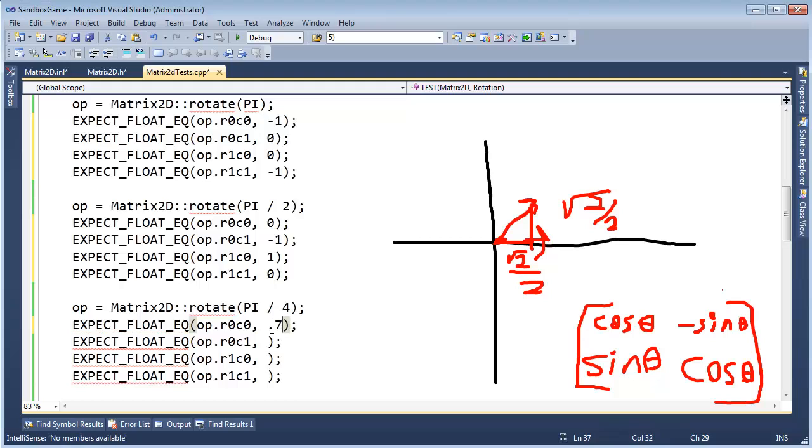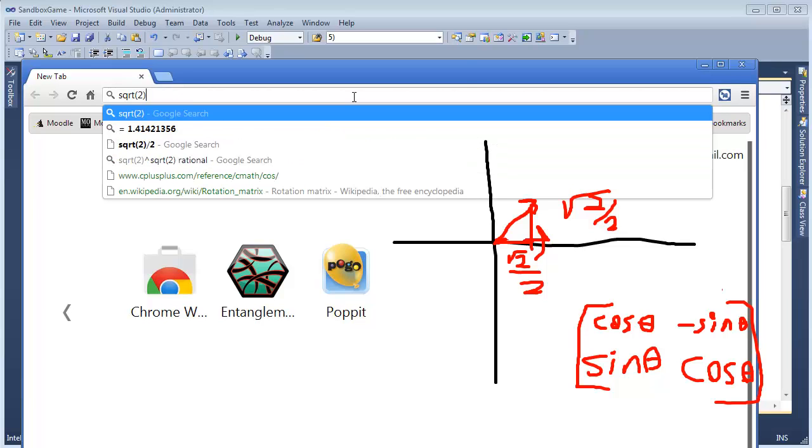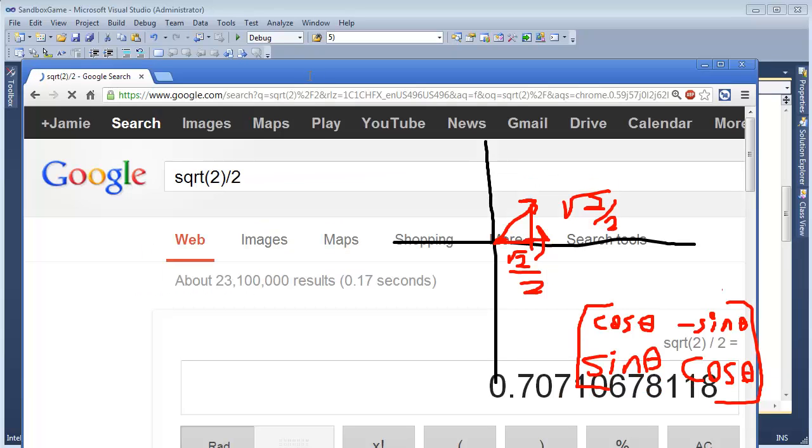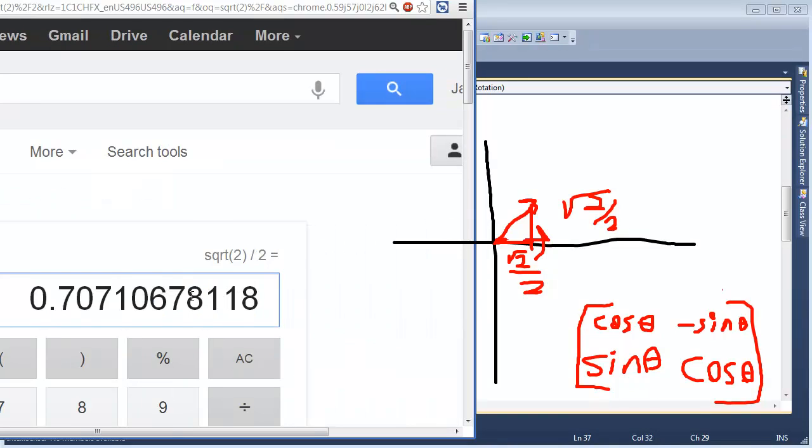0.7, but I want to be more precise than that, so let's ask Google again and get a more precise number, not a perfect number, but a more precise number. A precise number is root 2 over 2, but the best I can do on the computer is get a floating point value, 0.7, whatever the digits are after it. So let's ask Google what's the best we can do. I'll bring this back up here, and I'm going to say square root of 2 over 2. Oh, it looks like lots of other people, including me, have searched for this. See, that's more precise. It's not perfect, but it's better than saying just 0.7.